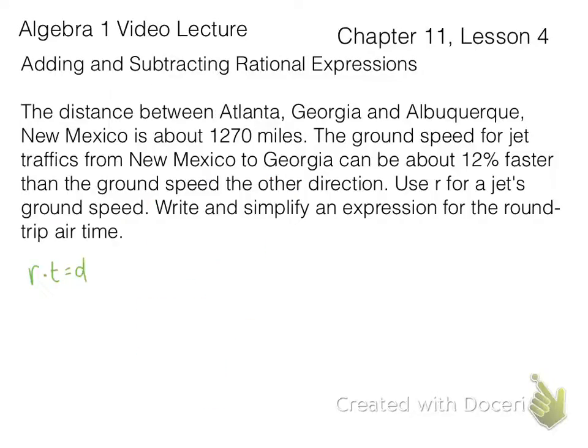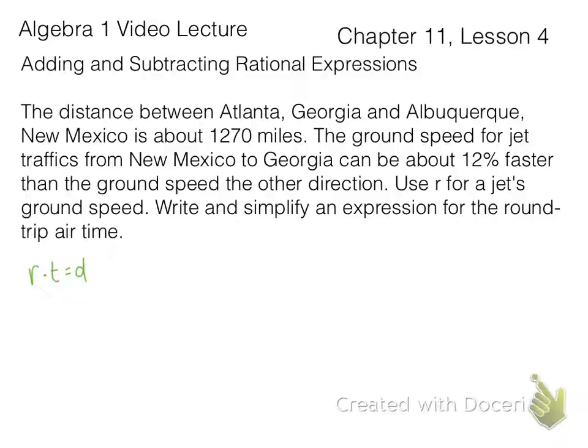All right, so let's go ahead and talk about airplanes. The distance between Atlanta, Georgia and Albuquerque, New Mexico is about 1,270 miles. The ground speed for jet traffic from New Mexico to Georgia can be about 12% faster than the ground speed the other direction because of westerly winds and high altitude. Use R for a jet's ground speed. Write and simplify an expression for the round trip airtime.